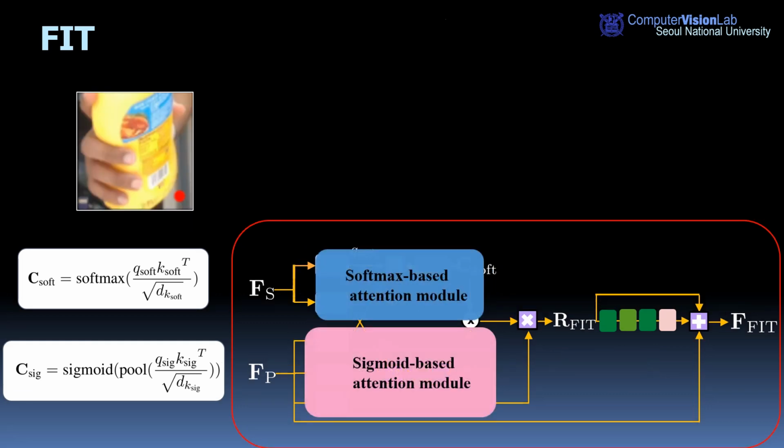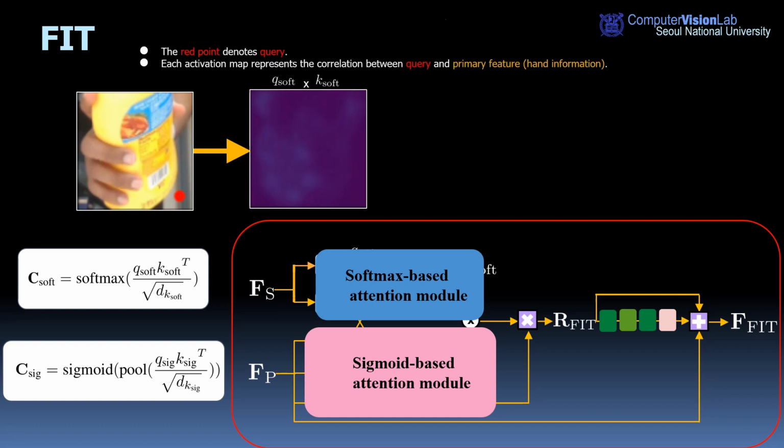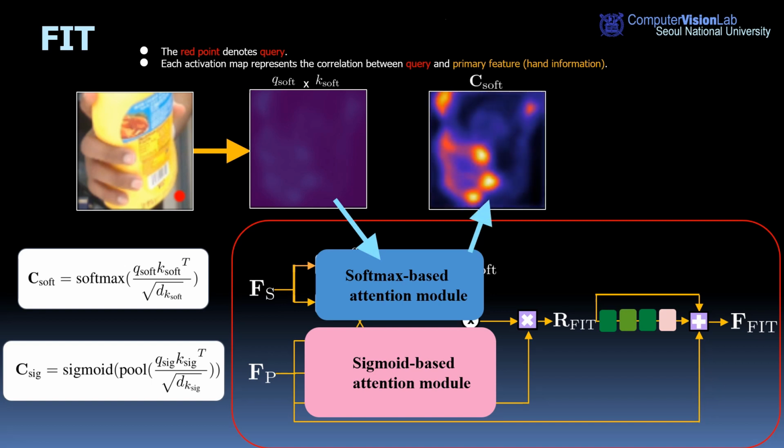Briefly, the sigmoid-based attention module attenuates the overemphasis of irrelevant information. For example, from the red point in the left image, multiplication between the red point of the query and all elements of the key can be shown like this. While softmax normalizes values into high correlation based on relativity, sigmoid can filter the unwanted extraction.